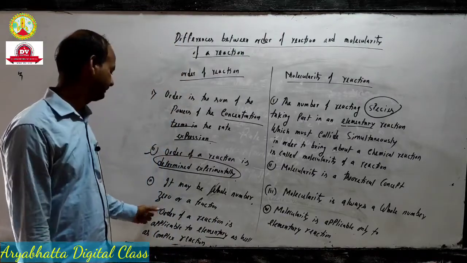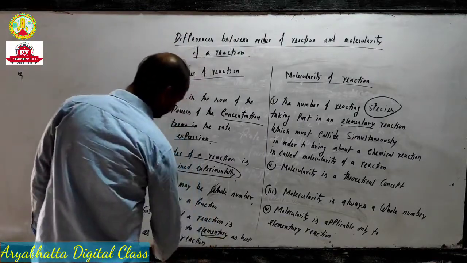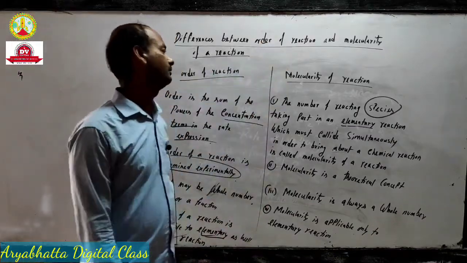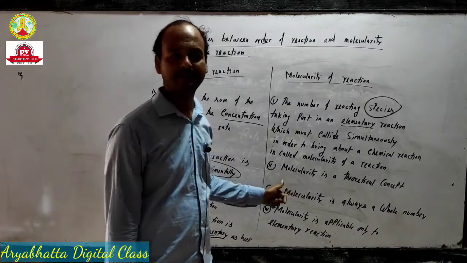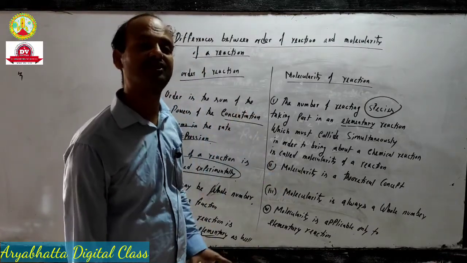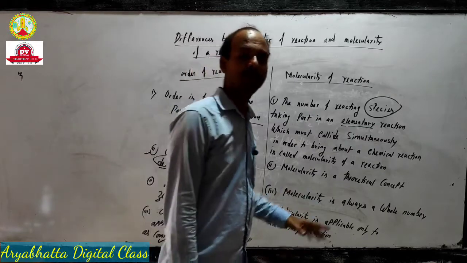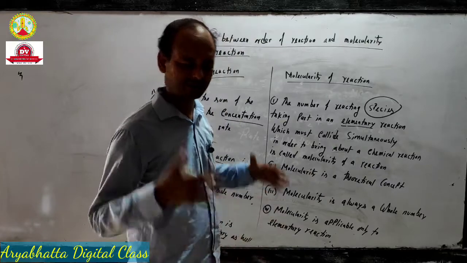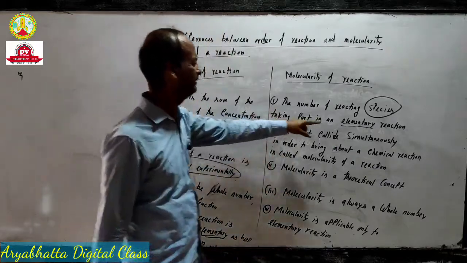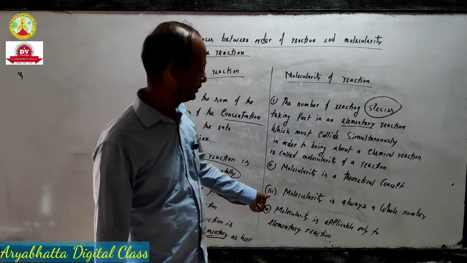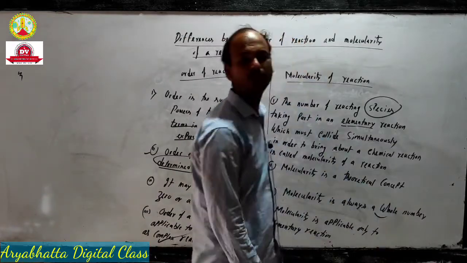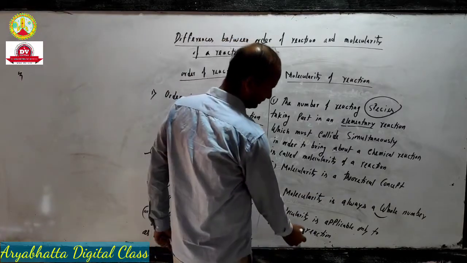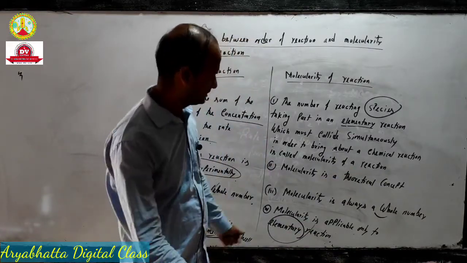Now order is applicable to elementary as well as to complex reactions. Now coming to molecularity. Molecularity is nothing but the number of reacting species taking part in an elementary reaction. Clear? And you know that the concept of molecularity in a complex reaction has no meaning. It is applicable to elementary reactions. Molecularity is always a whole number: 1, 2, 3, as we learned, unimolecular, bimolecular, trimolecular. And molecularity is applicable only to elementary reactions.